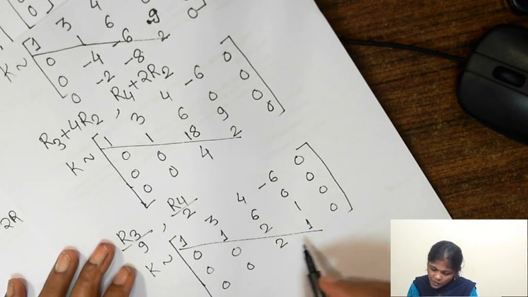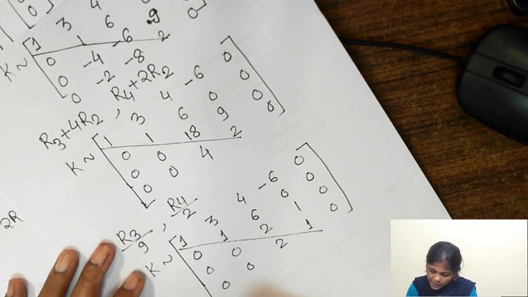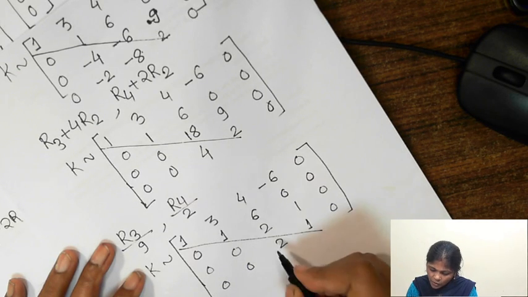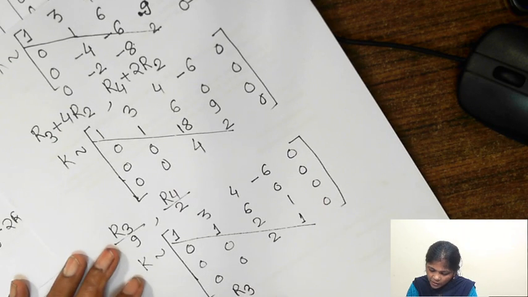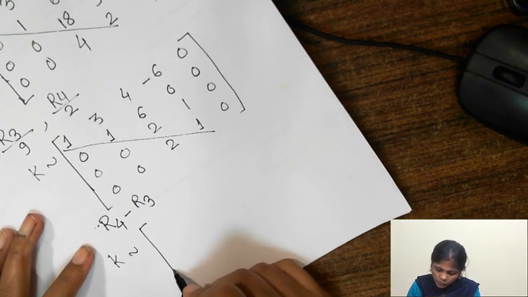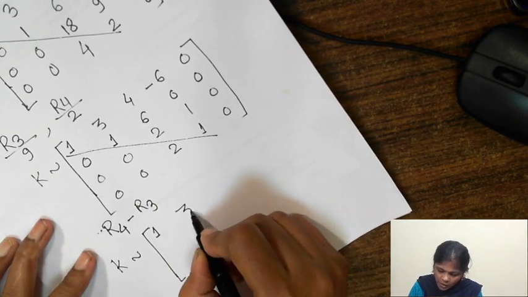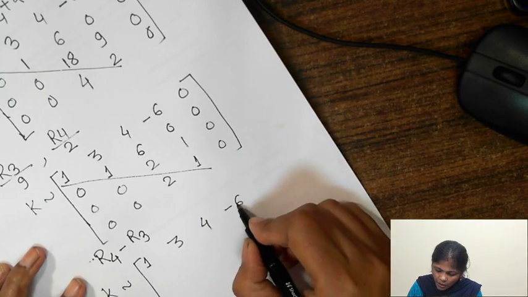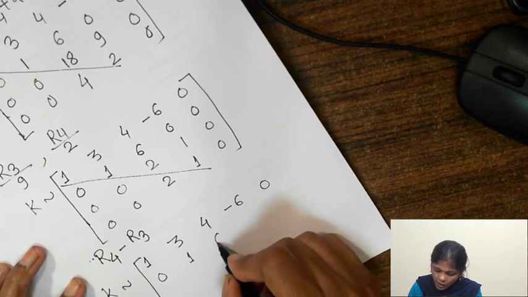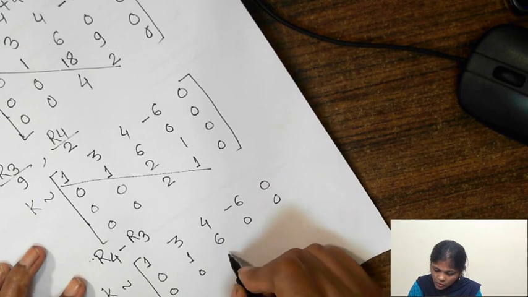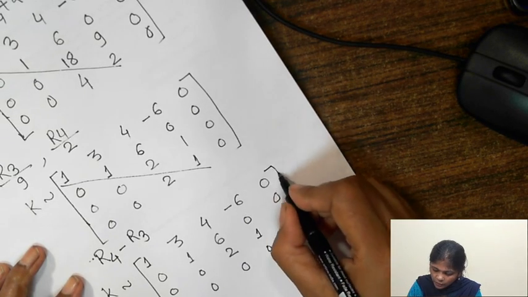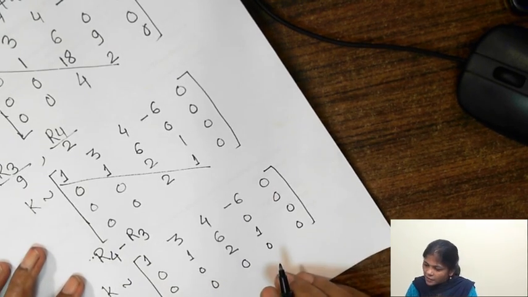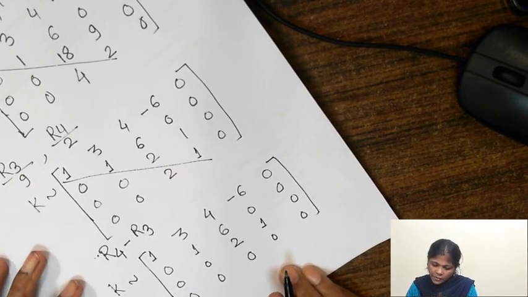Like this we get. Now still one more element below the diagonal is non-zero, so let us make it 0. So we will apply R4 minus R3. So what we get, K will be 1 3 4 minus 6 0, 0 1 6 0 0, 0 0 2 1 0, then 0 0, all elements 0. Like this we get the elements of the matrix, right?